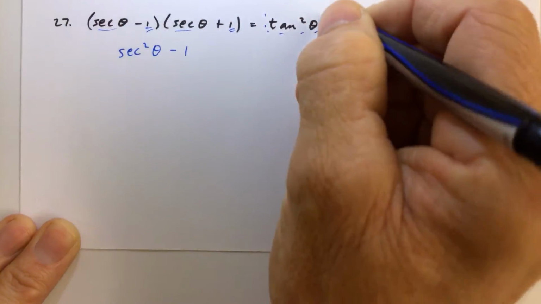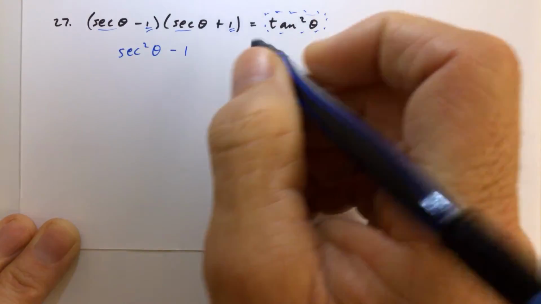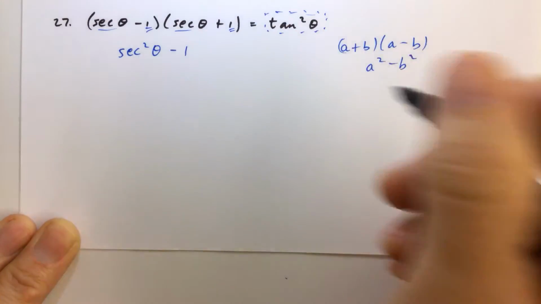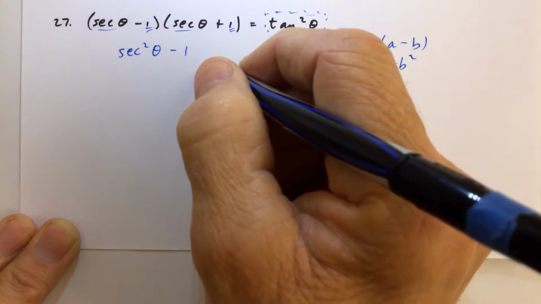Again, we're not going to touch the right side, so we're going to put a box around that. Secant squared minus 1. So if we remember, we're probably almost done here.